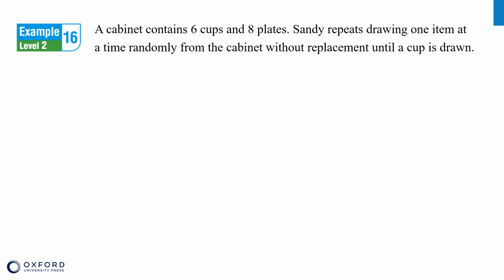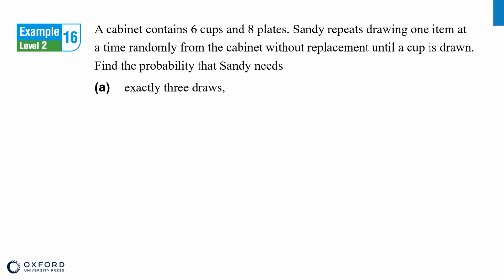In this video, we are going to solve a probability problem involving dependent events. It's a problem about conditional probability. The question gives that a cabinet contains 6 cups and 8 plates. Sandy repeats drawing one item at a time randomly from the cabinet without replacement until a cup is drawn. We need to find the probability that Sandy needs exactly 3 draws to get a cup, and at most 3 draws to get a cup.